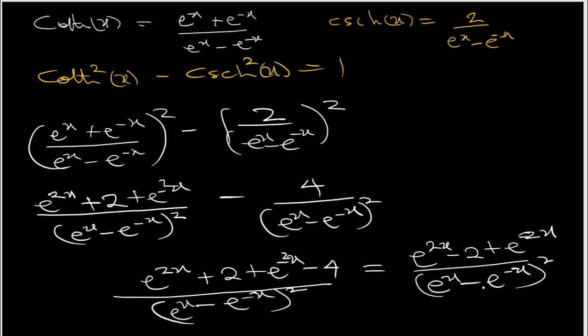When we expand the bottom, if you are following the video very keenly, you are going to get the same thing as the numerator. So this implies the whole fraction will translate to 1. And indeed, it has proven that coth square x minus the hyperbolic cosecant square x is equal to 1.